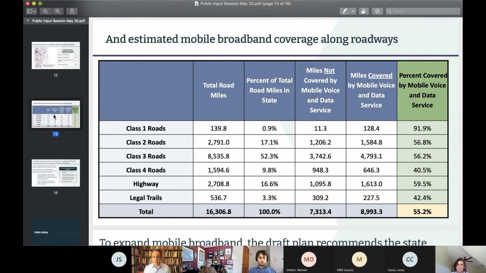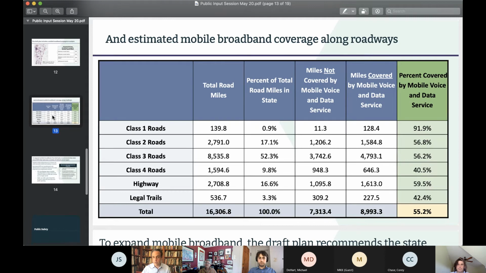This is a breakdown of the mobile broadband coverage along roadways. Not that we're recommending people to use their cell phones while driving, but it is a convenience, but perhaps more importantly, a safety issue. An individual who has pulled over on the side of the road because of a malfunction, being able to call for help, particularly late at night, is super important. So we felt it was a good set of metrics to show where there is coverage for mobile voice.